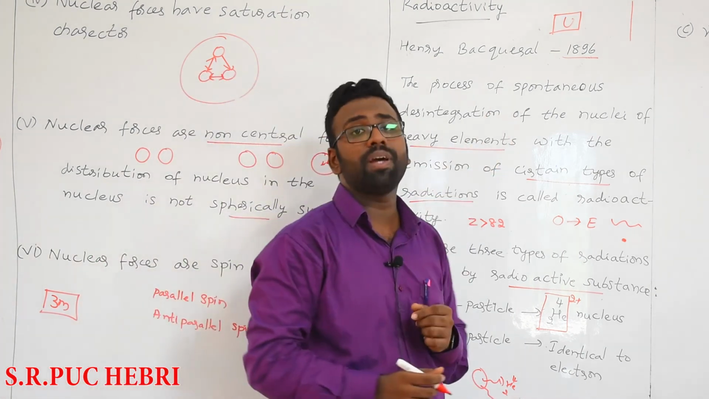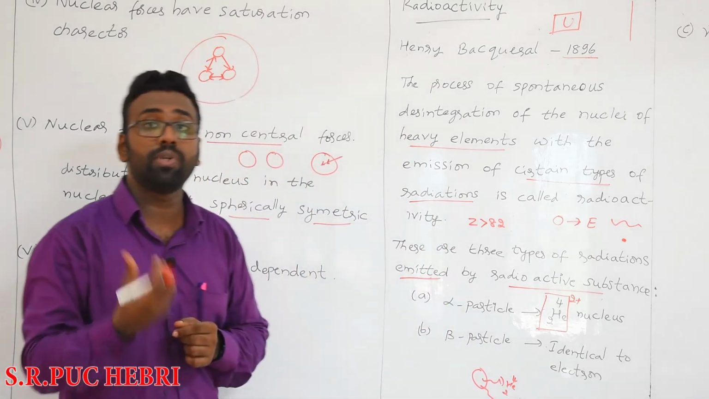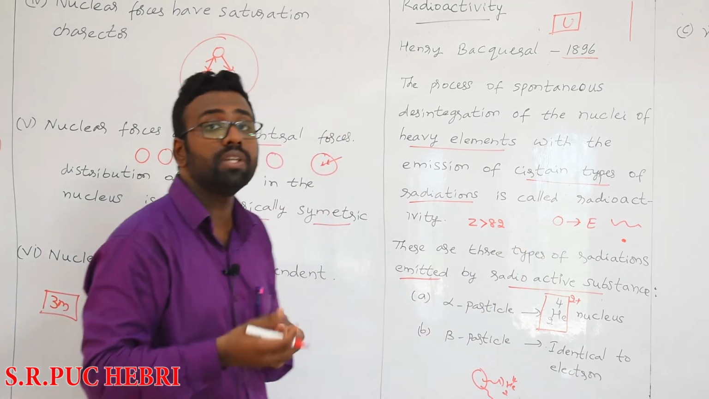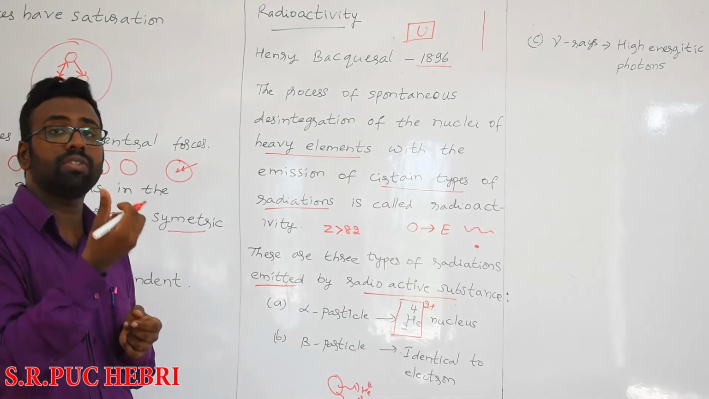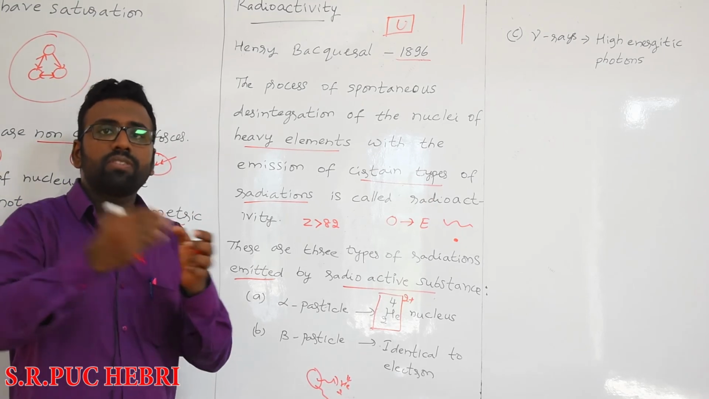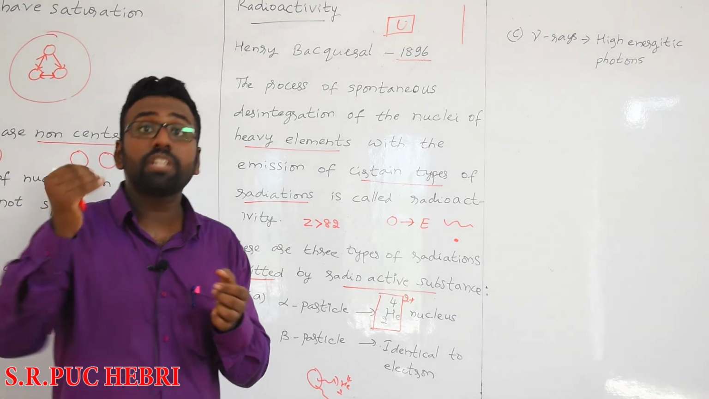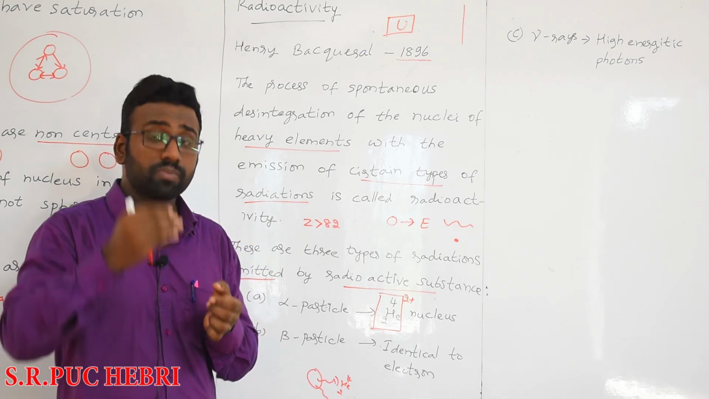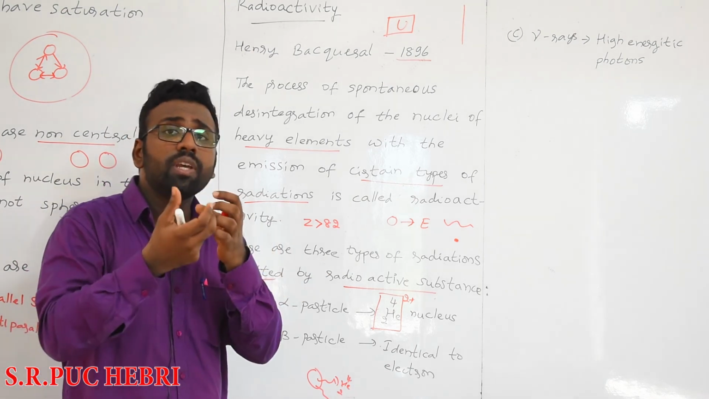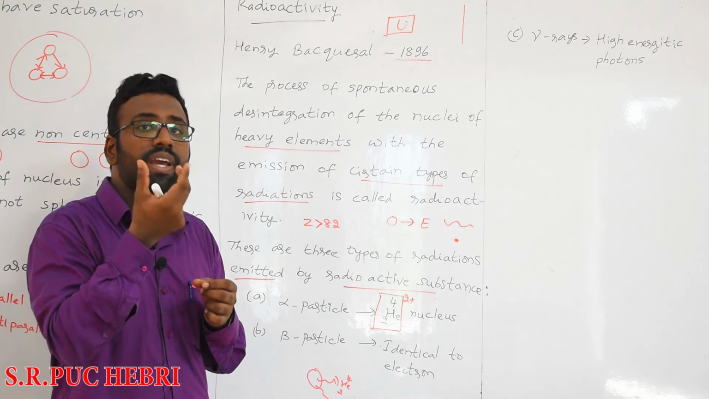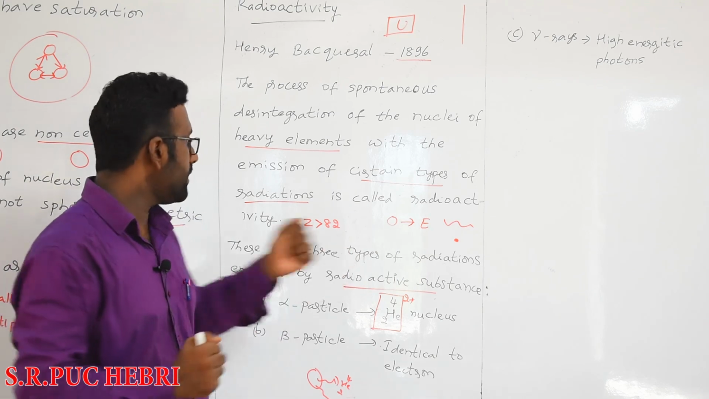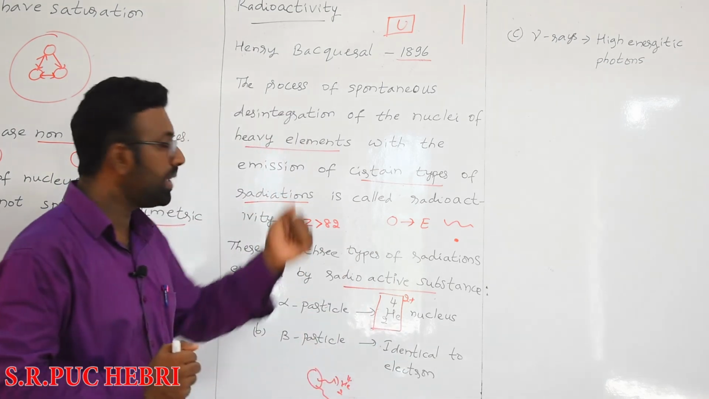Next one is the gamma ray. Gamma rays are high energetic photons. They are not particles, they are actually waves, high energy waves. If you check the electromagnetic spectrum, you can see the wave having the highest energy is gamma. Gamma rays are actually emitted when the high energetic nucleus disintegrates to its stable state. So in the next class we will see the properties of alpha, beta and gamma.